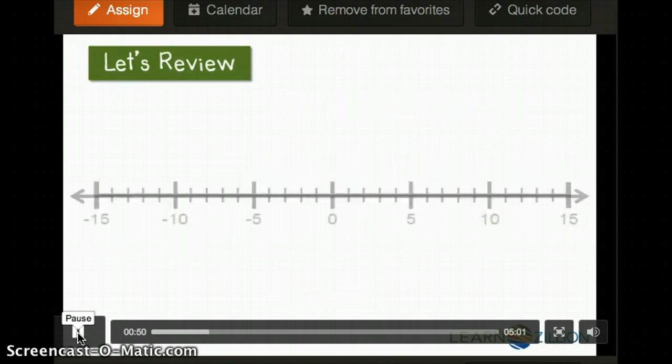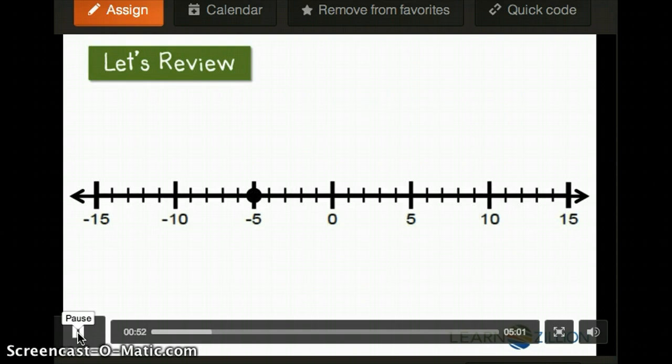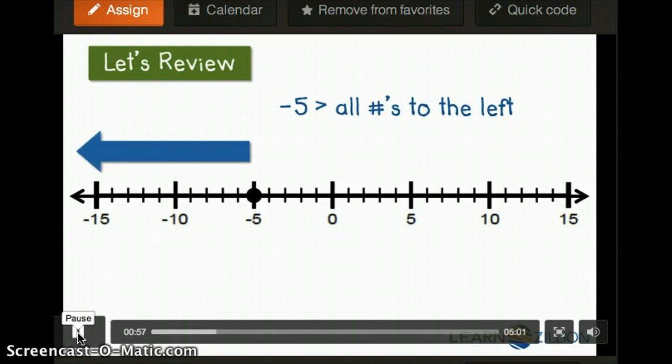Another way to look at this relationship is to start with -5. -5 is greater than all numbers to the left of -5 on the number line. Since -7 is to the left, we know that -5 is greater than -7, or we can say that -7 is less than -5.